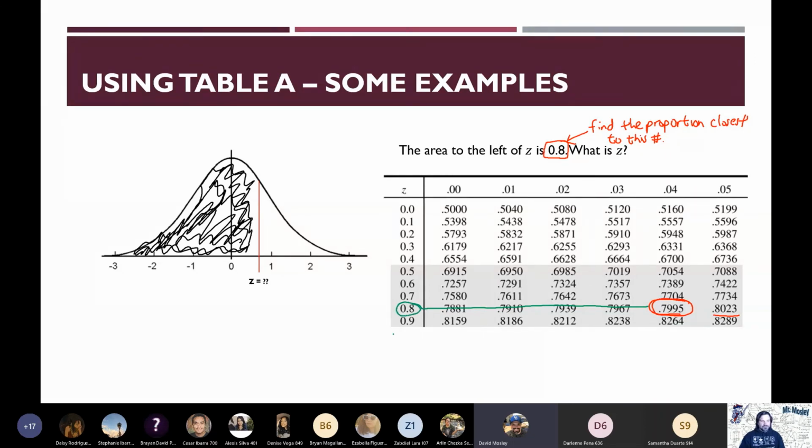To the decimal that it corresponds with in the first column, the z column. And we'll go up to find the second decimal place that it corresponds with in the z row. Right, so we have z here at the top left corner. So we put these two things together and we get 0.84, which is the value of z.